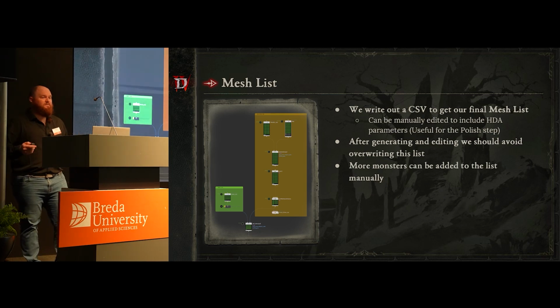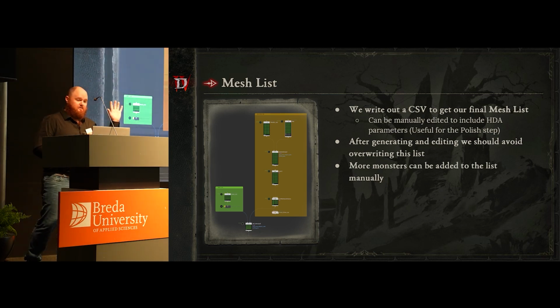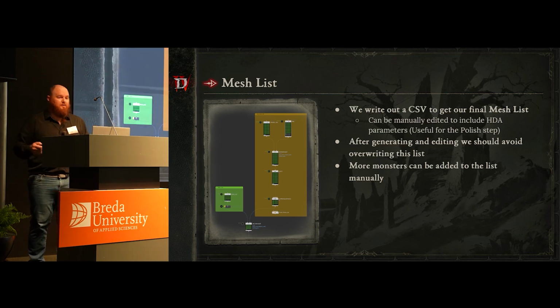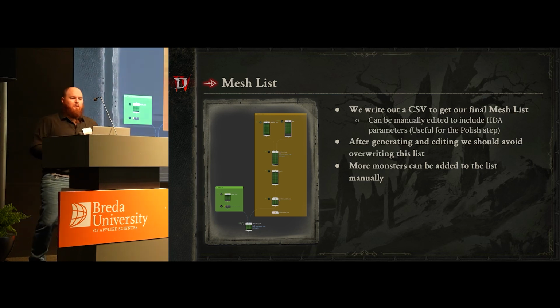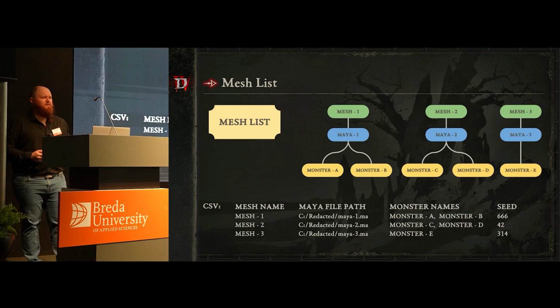We write out a CSV file for our final mesh list, and this list, the CSV, can be manually edited to include HDA parameters, and this is useful for our polish step. After generating and editing this list, we should avoid overwriting it to prevent losing our work. More monsters can be added, however, but that's a little bit more of a manual process. Typically, it doesn't happen that often, though.